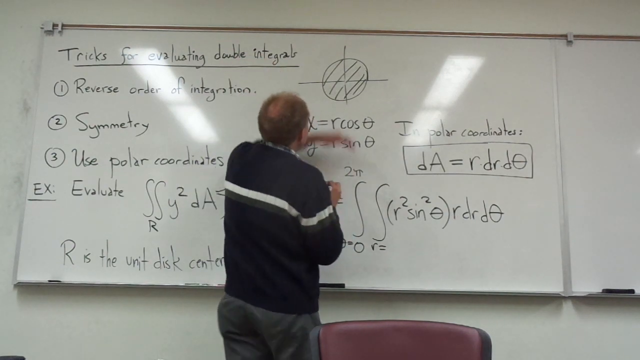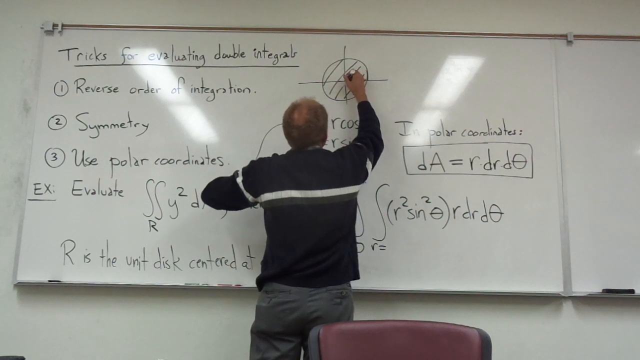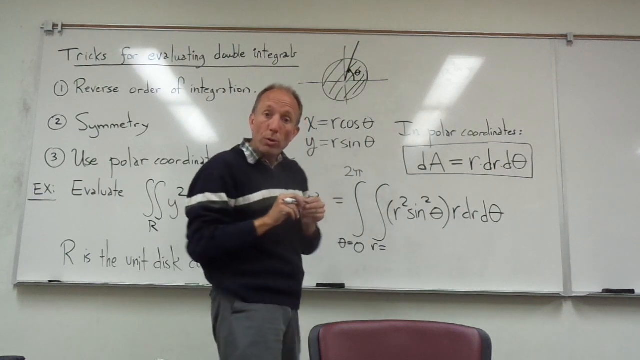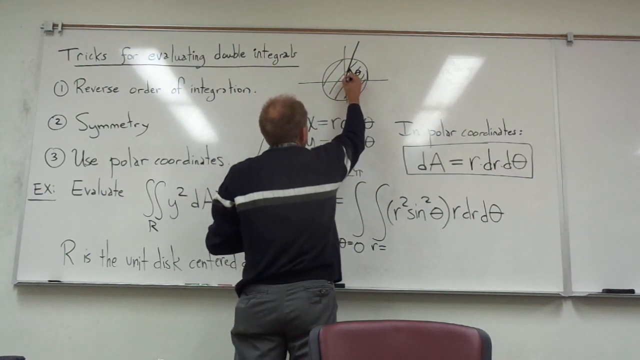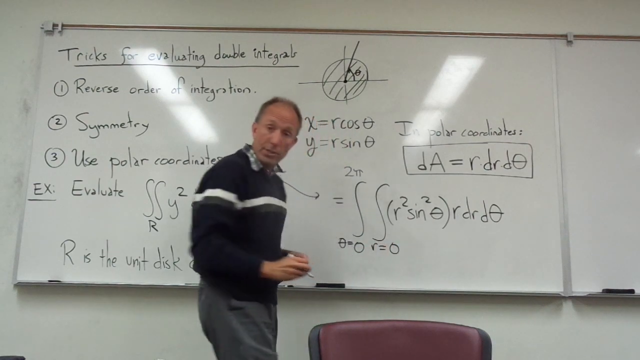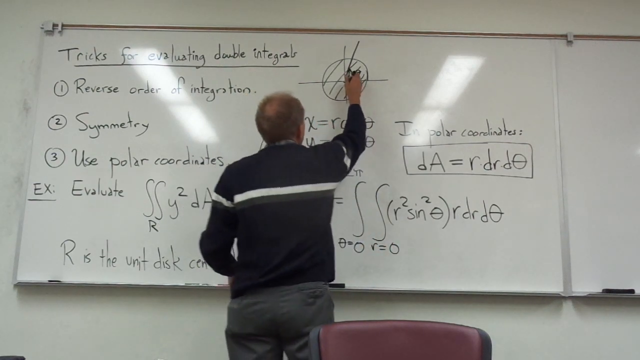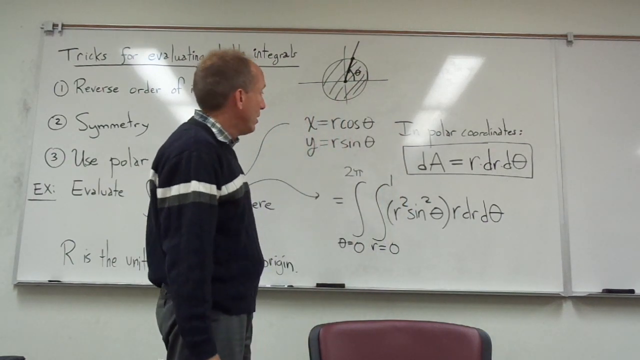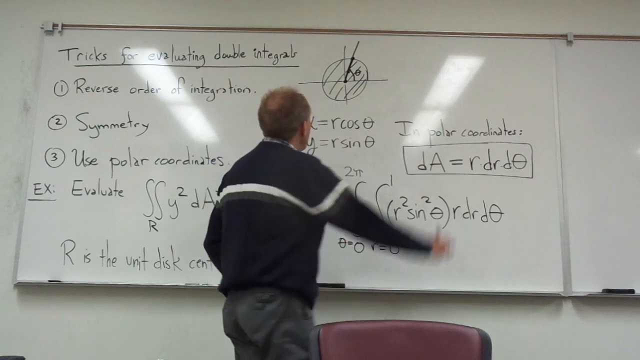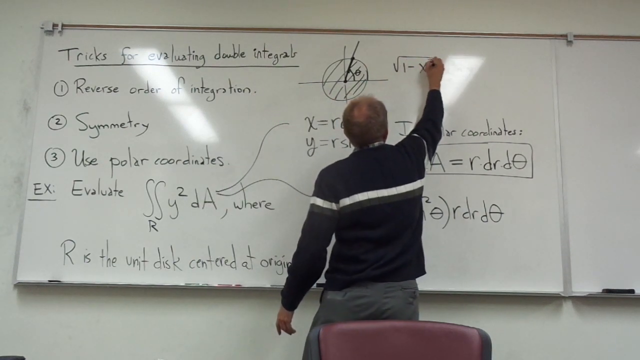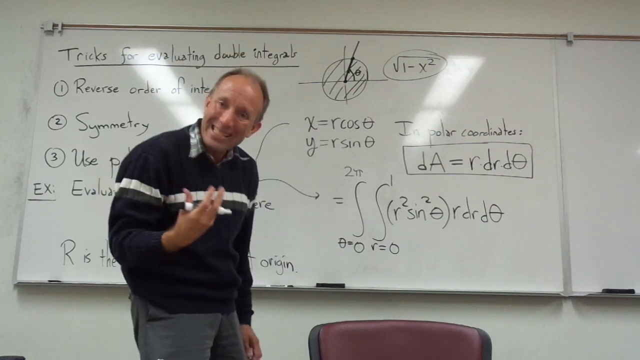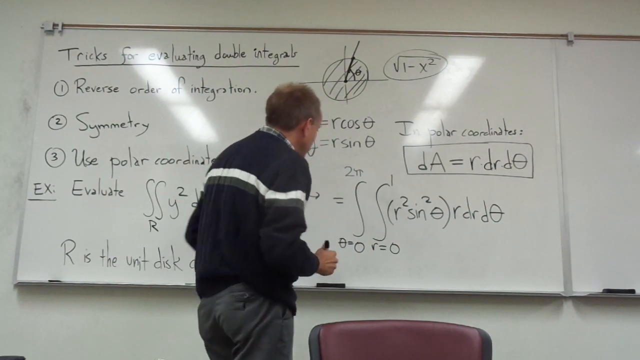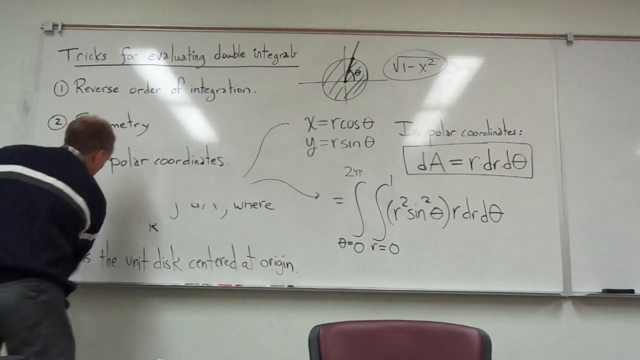And then if I imagine stopping at one of these angles, let's say I work with this angle right here, I can ask, what are the limits for r? I'm starting at the origin, which is a radius of 0, and I'm going all the way out to the edge of the circle, which is a radius of 1. These limits of integration are a whole lot nicer than what we had when we tried to set it up in the xy coordinates. So polar coordinates are going to be a great secret here.